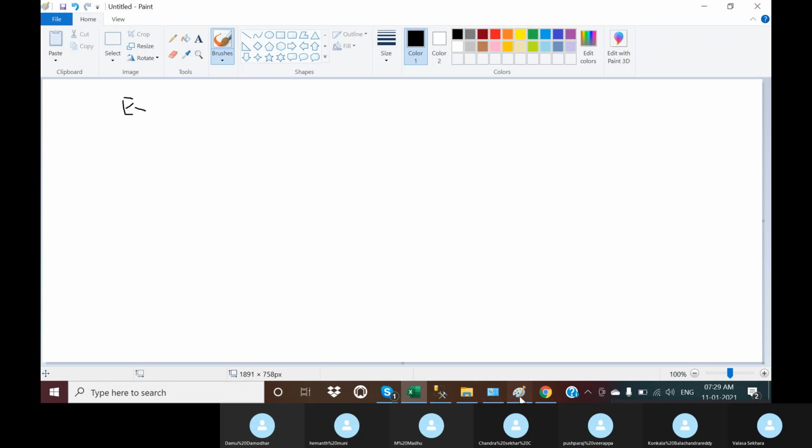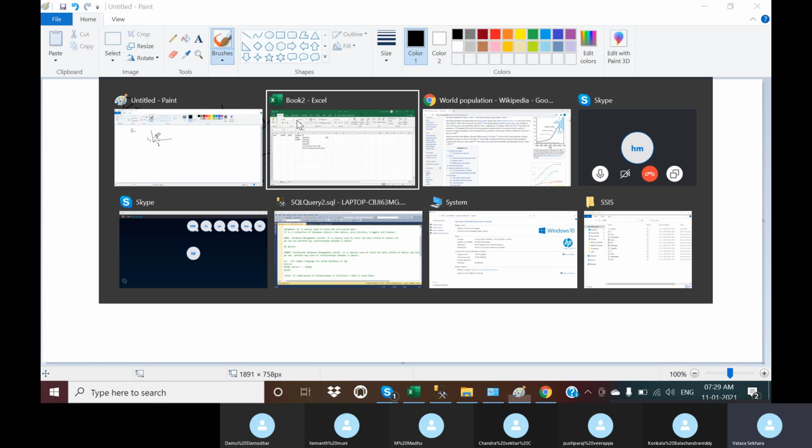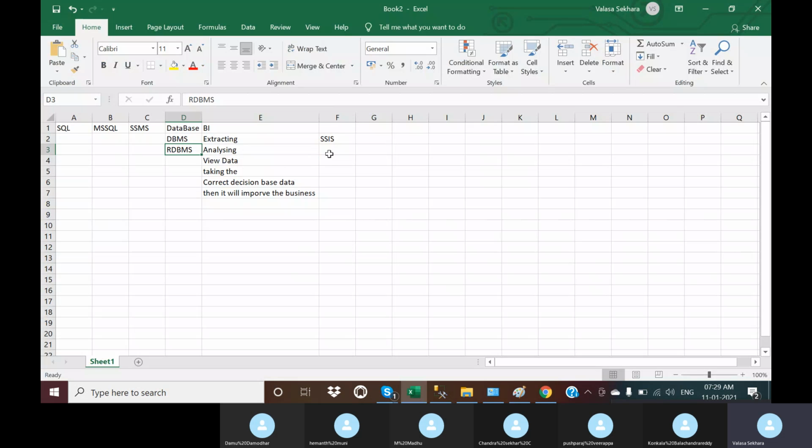Suppose this is the year, and this is the states. In this particular year, in this particular state, how many people do we have? Assume we have 8 million. So we are analyzing the data in more than a 3-dimensional view, and that is nothing but where SSAS, SQL Server Analysis Services, will come into the picture.